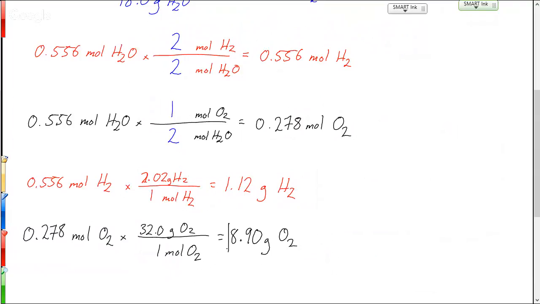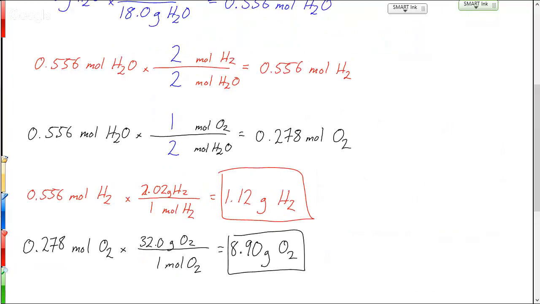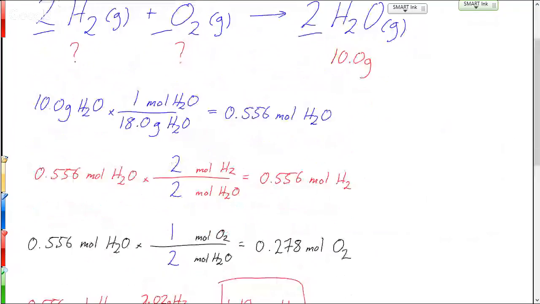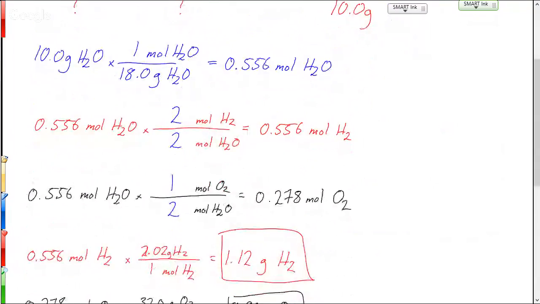So if these are the masses that we need, if we react 1.12 grams of hydrogen and 8.90 grams of oxygen, we should get 10.0 grams of water, or thereabouts, based on the rounding.